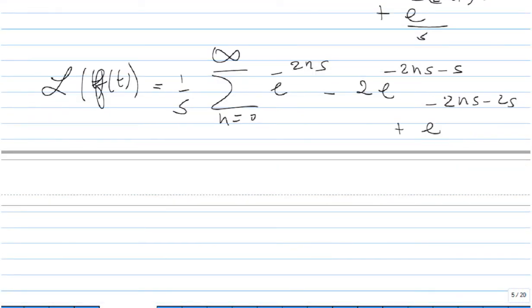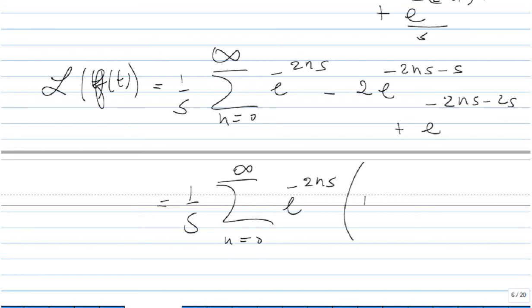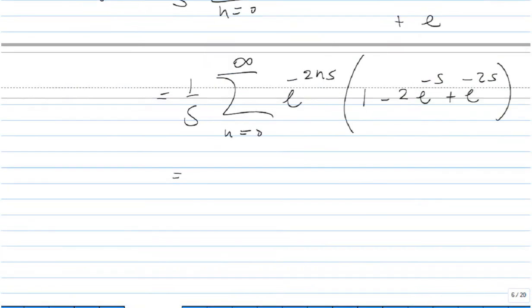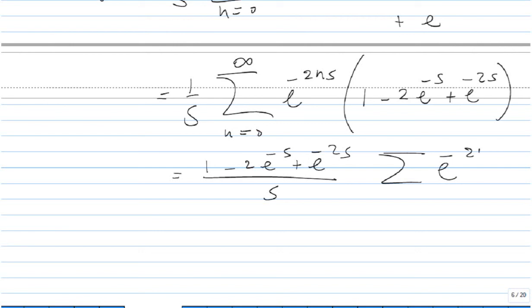Okay? So this will give us 1 over s, sum from n equals 0 to infinity, e minus 2ns times 1 minus 2e minus s plus e minus 2s. Which gives me 1 minus 2e minus s plus e minus 2s over s, times the sum of e minus 2ns from 0 to infinity.